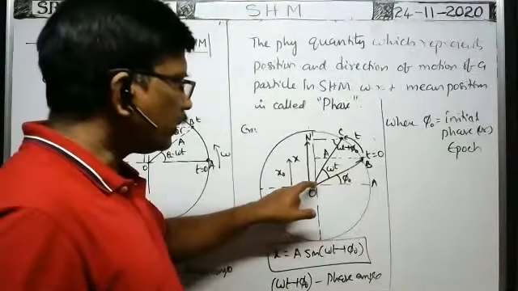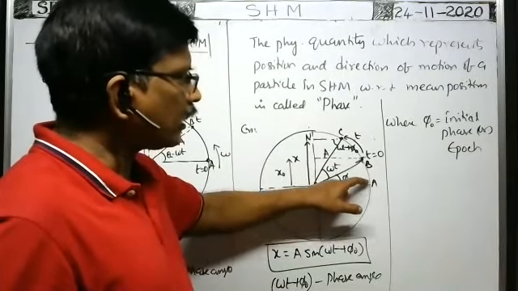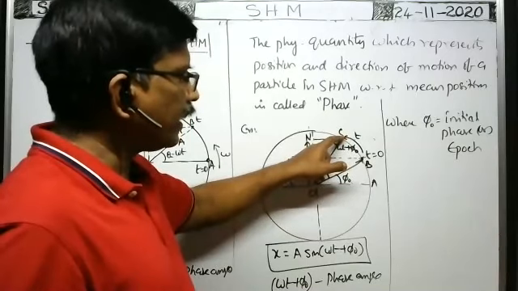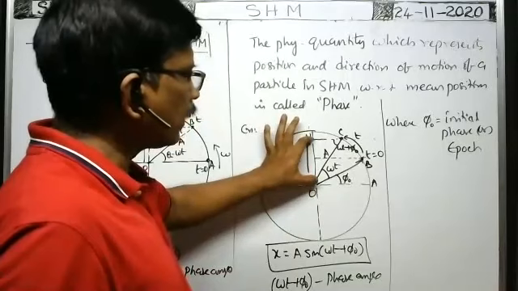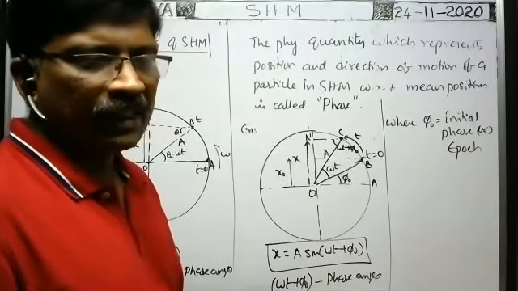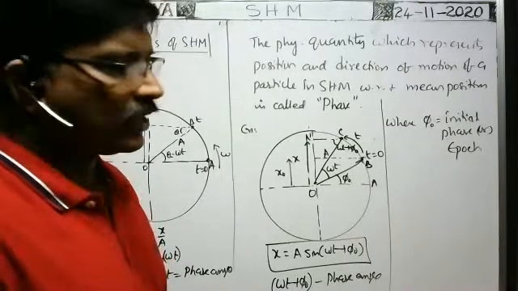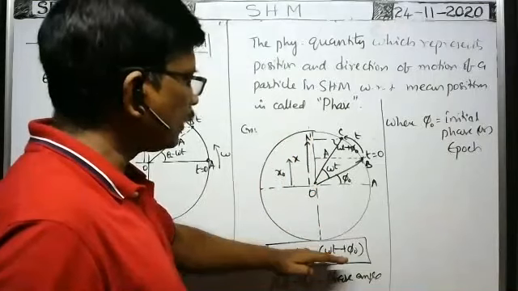So mean position means center only. Whenever the reference particle travels along the reference circle and reaches the point C, at that time the particle in SHM on this y-axis lies at this point. This is the displacement of the particle in SHM. X is the displacement of the particle in SHM. Here, from this triangle, displacement x can be obtained by using this equation.